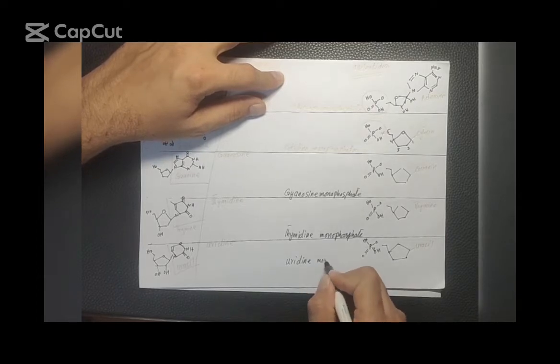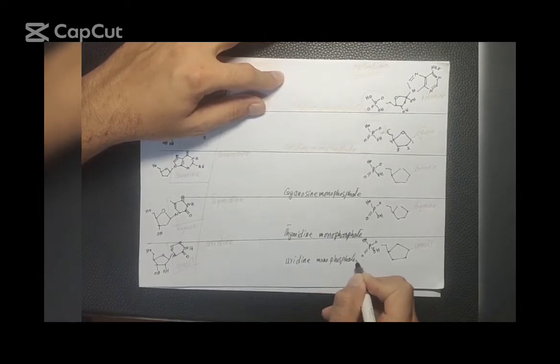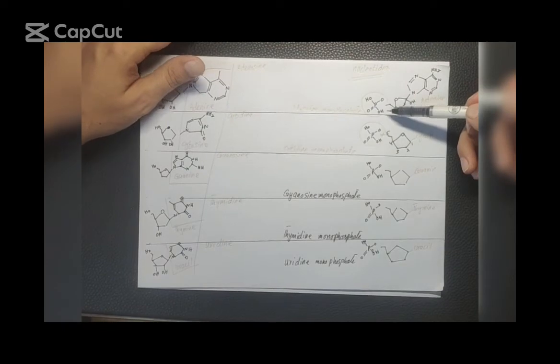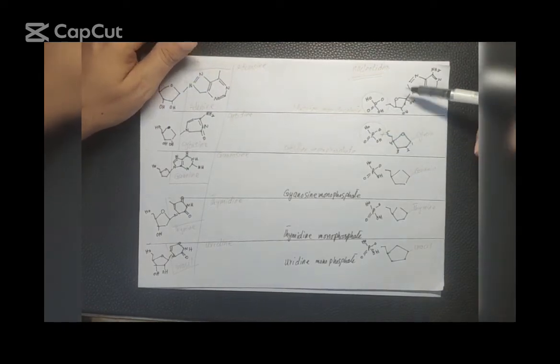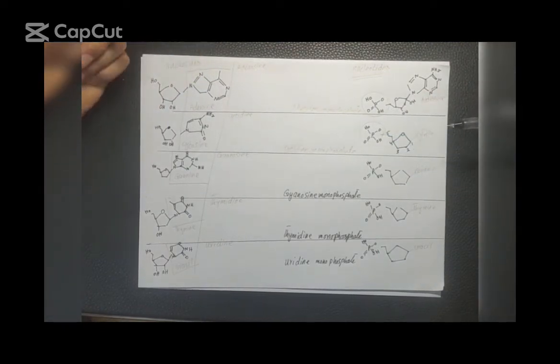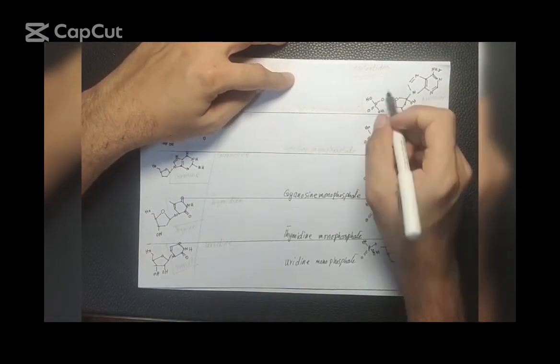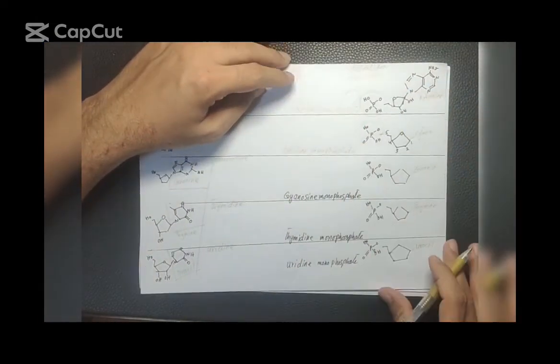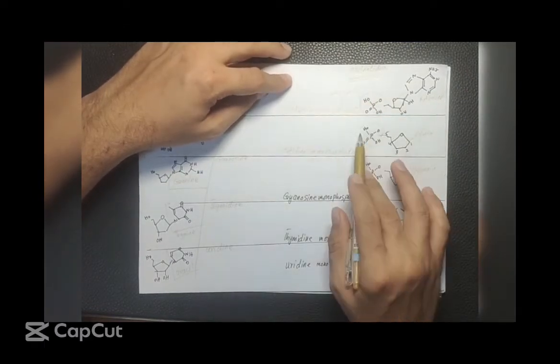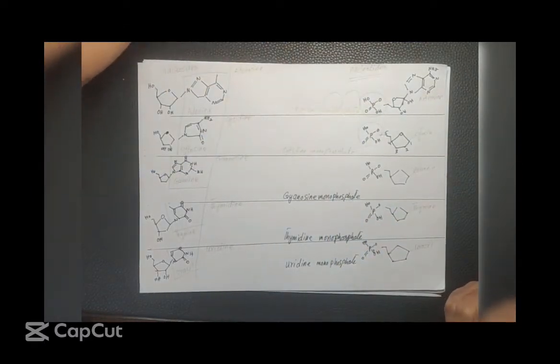So uridine monophosphate. Once we make this nucleotide with a single phosphate group, this is the actual nucleotide, but this is not enough to make DNA, because every new nucleotide needs three phosphate groups. If this has 3 phosphate groups, 1, 2, and 3, then it can be attached with the before one.